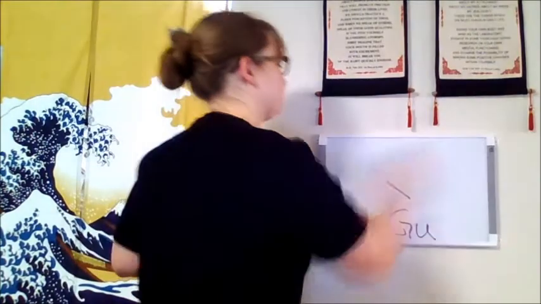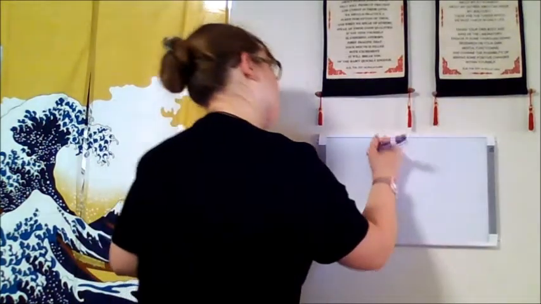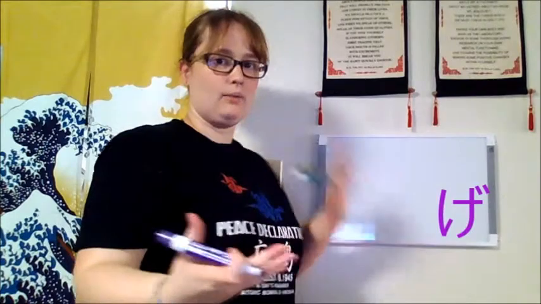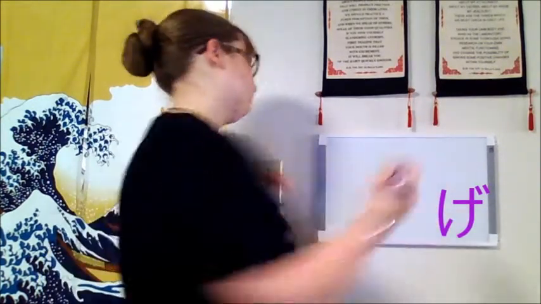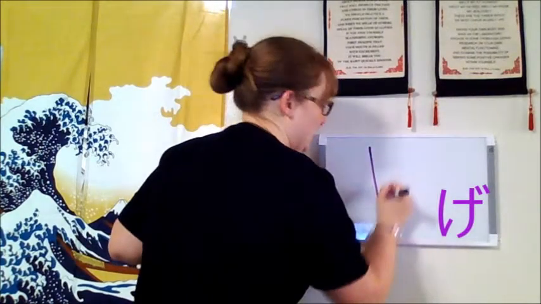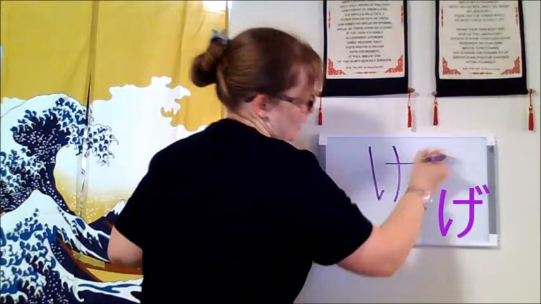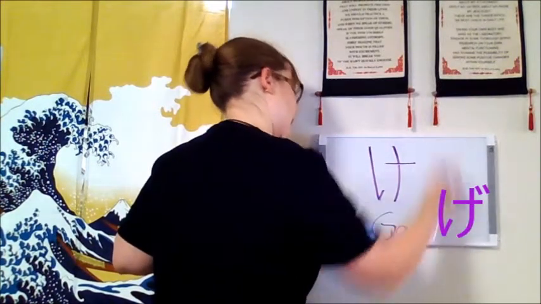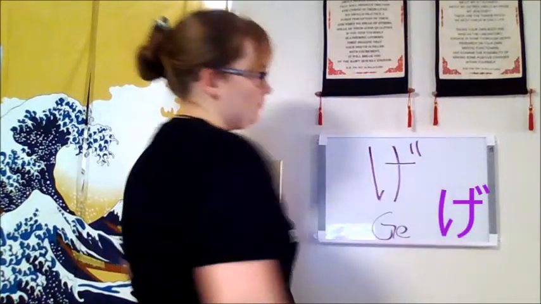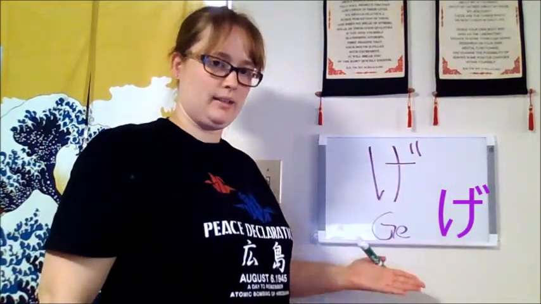All right, tsugi. Ge. Right, because it's ke, and we've got the G sound with this dakuten, so that makes this ge. So we've got the man with the cane. Ge. Okay. And his name is Gary, right? Ge. So add the dakuten, ge.